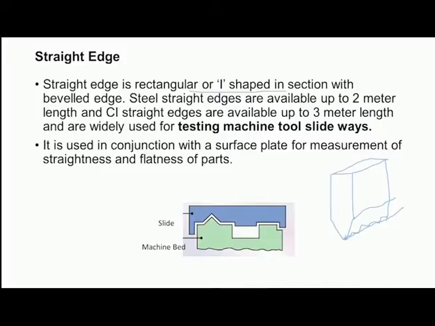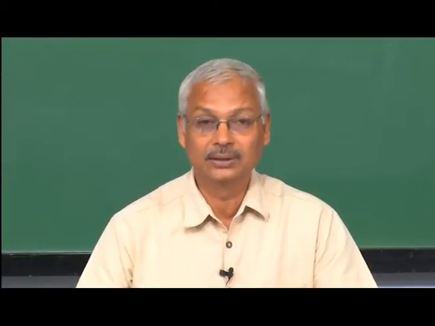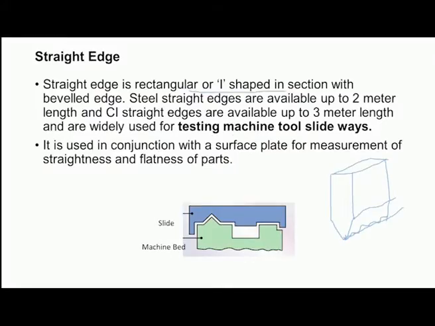Now, these are made using steel or cast iron, and they are available in different lengths like half meter, 1 meter, 2 meter, 3 meter. For example, when we want to measure the straightness of machine tool guideways. This is the slide of the machine tool, and this is the machine bed wherein we have the guideways, and say we want to check whether the guideway is straight or not. Depending upon the size of the machine, this length of the guideway may be half meter or 1 meter or 2 meter. Throughout the length, whether the guideway is straight or not, that we want to check.